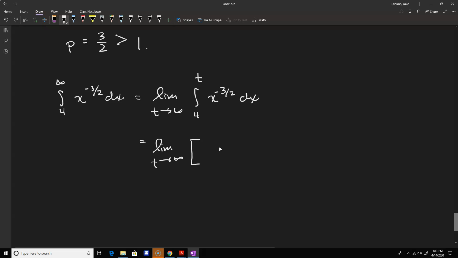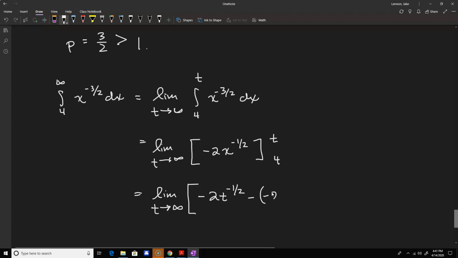when you add 1 to the power, you're going to get -1/2 as the exponent. So dividing by -1/2 is the same as multiplying by -2. So we get -2x^(-1/2), and we're integrating from 4 to t. So now we can plug in those results. We get the limit as t goes to infinity of -2t^(-1/2) minus -2 times 4^(-1/2). And remember, -1/2 just means divide by the square root.